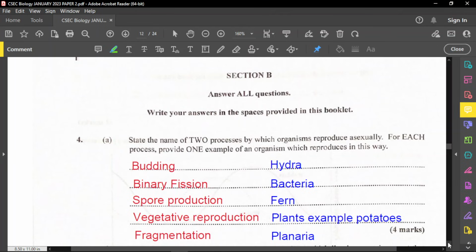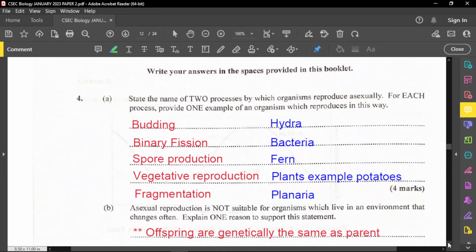All right. So, number 4, it says state the name of 2 processes by which organisms reproduce asexually. For each process, provide one example of an organism which reproduces in this way. And so budding would be for hydra, binary fission would be for bacteria, spore production would be an example for fern. Vegetative reproduction would be plants, and not all plants, but some plants such as potatoes and so on. All right, sugar cane. Fragmentation is seen in planaria.